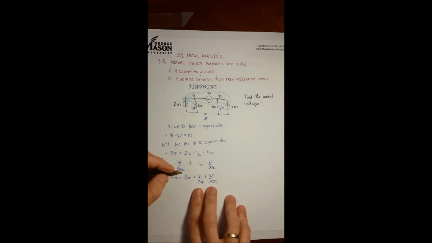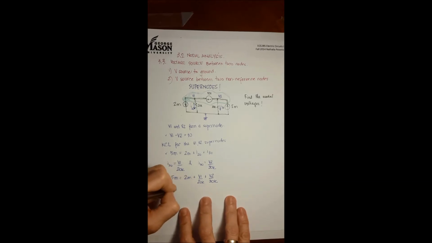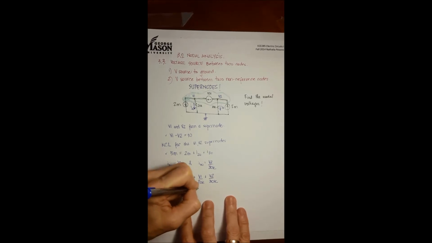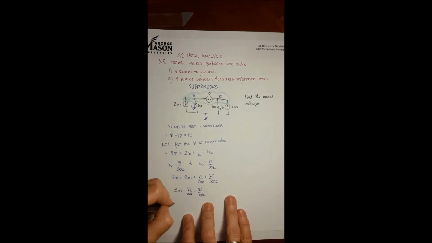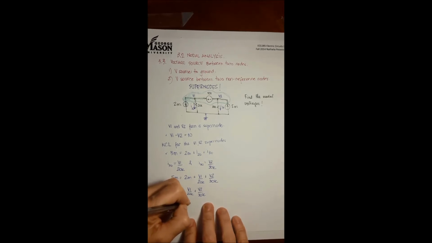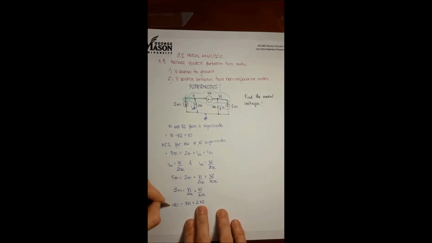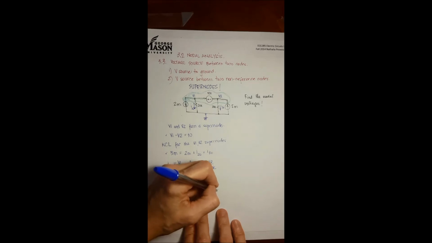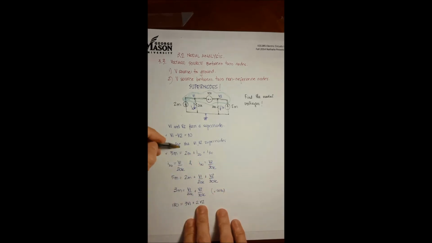I'm going to multiply this by 60. Actually, first I'm going to say 3 milli equals V1 over 20k plus V2 over 30k, and I'm multiplying this by 60k, which is 180 equals 3 V1 plus 2 V2, because 3 milli times 60k is 180.